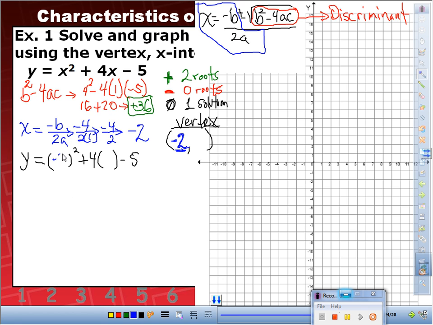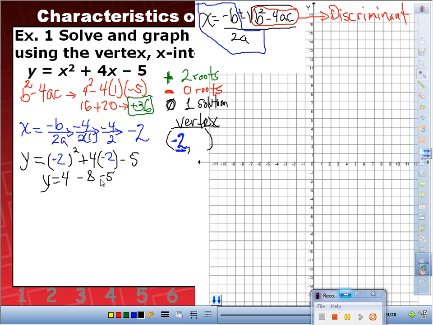Watch, I'm going to write it in here, negative 2 and negative 2. So let's see, I'm going to simplify this. Pay attention, please. What is negative 2 squared? 4. What is 4 times negative 2? That's negative 8. And I bring down the negative 5, the equal, and the y.